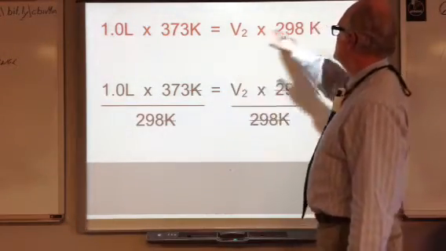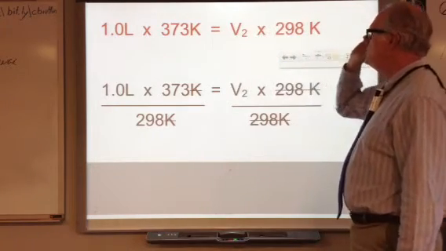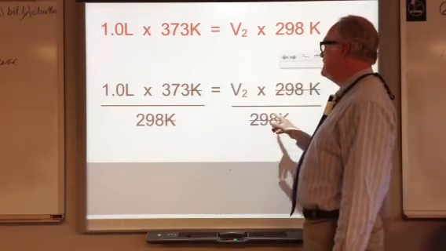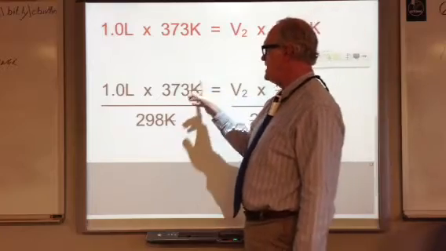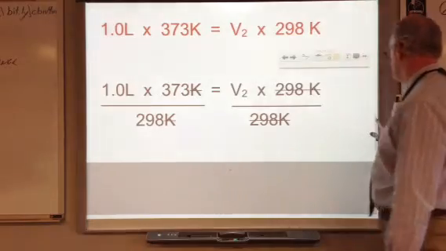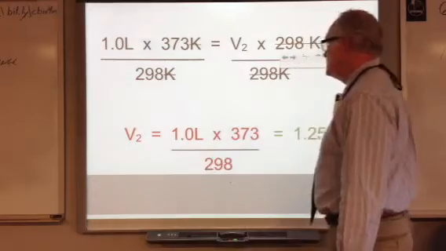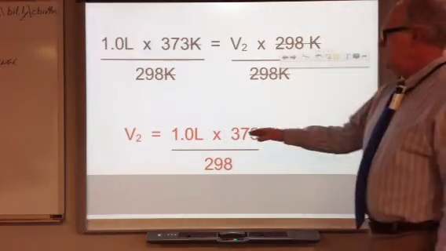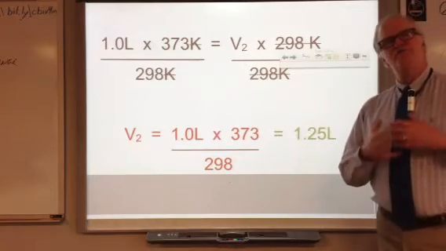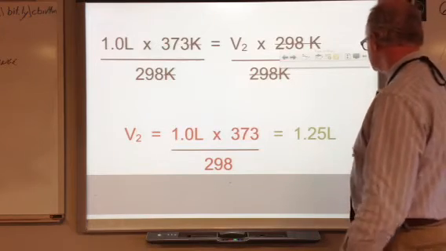Okay, so we take our equation in red. We want to isolate the unknown V2, so we divide both sides by 298 Kelvin. 298 Kelvin cancels out. On this side, the unit of measure, Kelvin, cancels out. The numbers don't cancel. They're not the same, but the unit is. And we end up with something that looks like this. V2 equals 1 liter times 373 over 298. And it turns out that the value of V2, the new volume, is 1.25 liters.